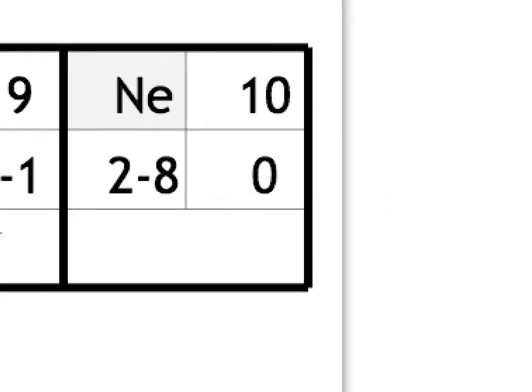And lastly, neon is going to gain no electrons. And the reason for that is that it already has 8 electrons in its second orbital, and that's the number that atoms want.